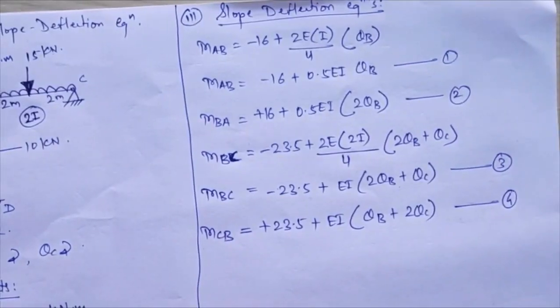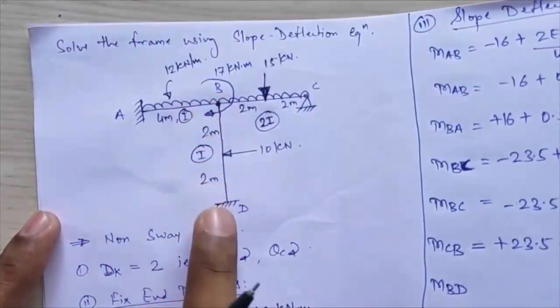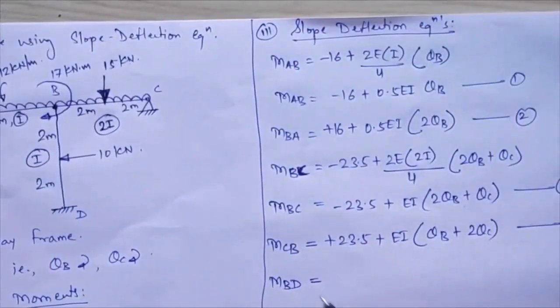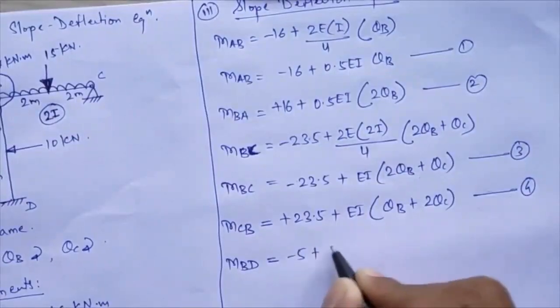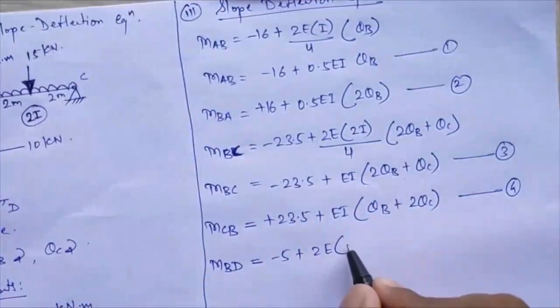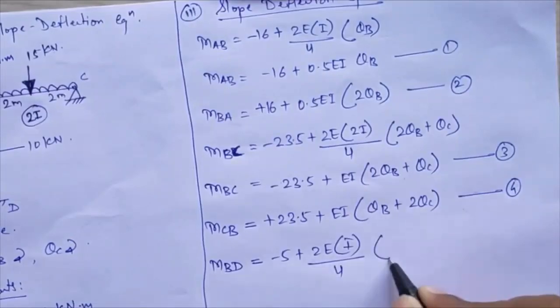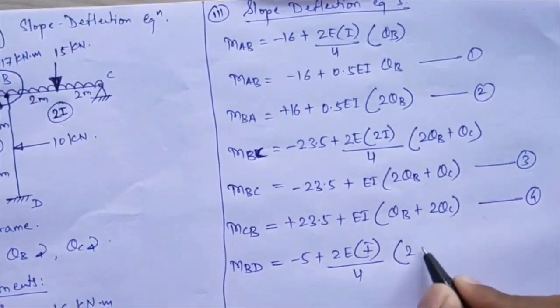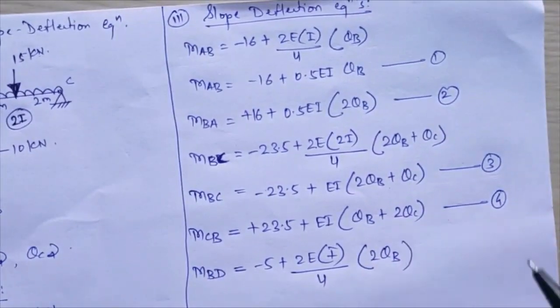Okay, now we'll go to the vertical member, that is MBD. Again, with both joints, MBD is equal to MFBD, which I have calculated as minus 5, plus 2E times the I value for BD, which is again equal to I, so that remains as it is, divided by the length of member BD, which is again 4, into the bracket: near end rotation 2 times theta B, and the far end rotation theta D will be 0, as D is a fixed support.